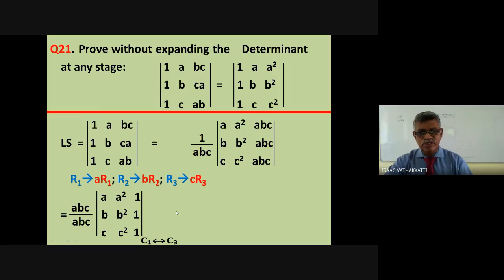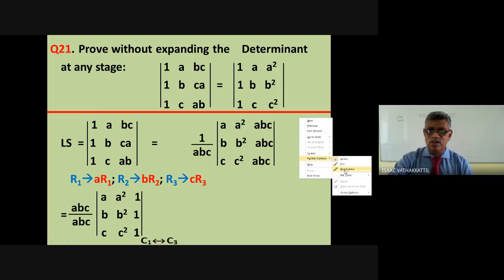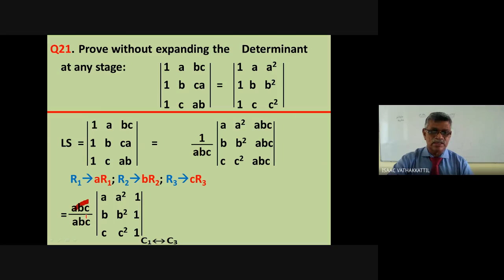I am going to interchange now. See, now we have to reach to the right side. Interchanging first and the third column, ABC got cancelled. That is obvious now. That will be 1. Interchange the first and third column. It will affect the determinant to its negative. So to compensate, I have to write a single minus outside.